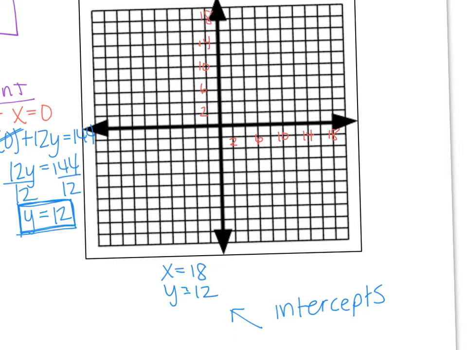So when I graph these, my x-intercept is at 18. So on this x-axis, the one that goes across here, I'm going to find 18. And I'm going to put my point right there. On my y-axis, I'm going to find 12 and put my point right here. And then what you're going to do is use a straight edge or something as straight as possible. On the iPads, it's a little harder, but we're going to connect those.